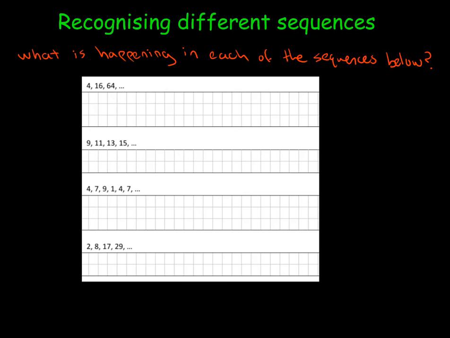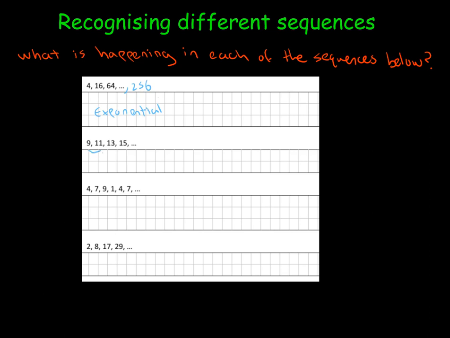The first thing we're going to look at is recognizing different sequences. In each of the sequences below, we're going to look at what's happening. In the first one, it's multiplying by 4. So 4 by 4 is 16, 16 by 4 is 64, 64 multiplied by 4 is 256. If you're asked to find the next term, you'd multiply the previous term by 4, and that's called an exponential sequence. When it's been multiplied, it's called exponential.